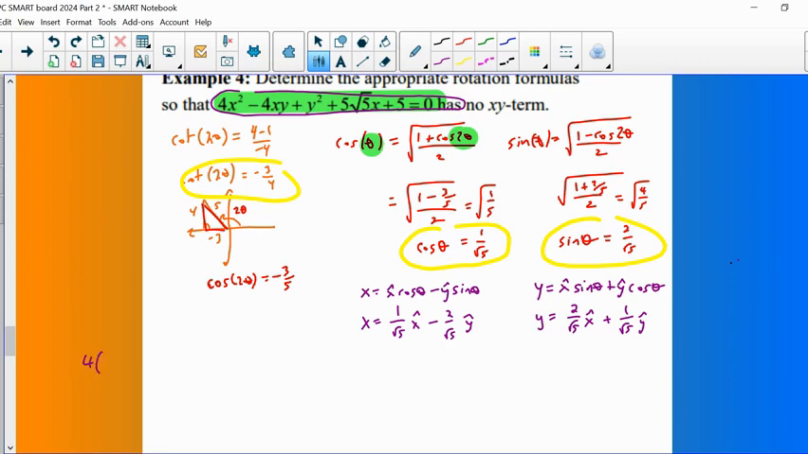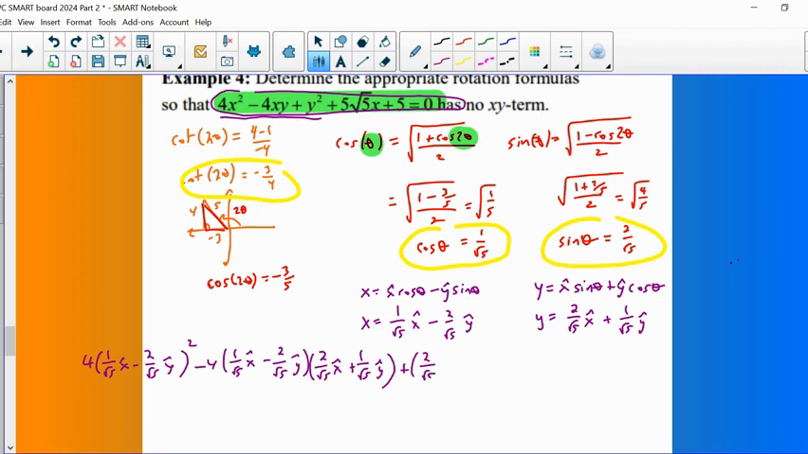So here we go. 4 times 1 over root 5 x hat minus 2 over root 5 y hat, squared. And then minus 4xy, so 4 times x, 1 over root 5 x hat minus 2 over root 5 y hat, times y, 2 over root 5 x hat plus 1 over root 5 y hat. So that's the 4x squared minus 4xy, now plus y squared. So plus 2 over root 5 x hat plus 1 over root 5 y hat, squared. And then we have our linear terms. Can't forget about them. Plus 5 root 5 times 1 over root 5 x hat minus 2 over root 5 y hat, plus 5 equals 0.